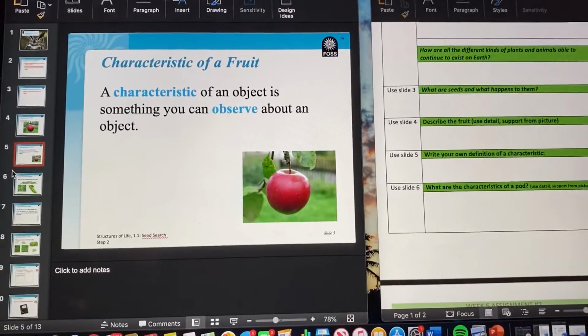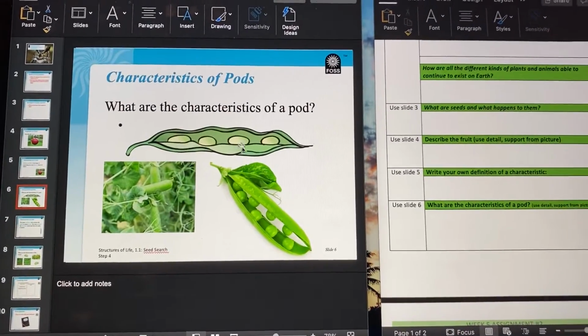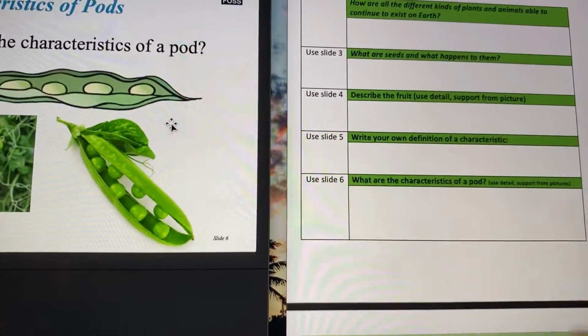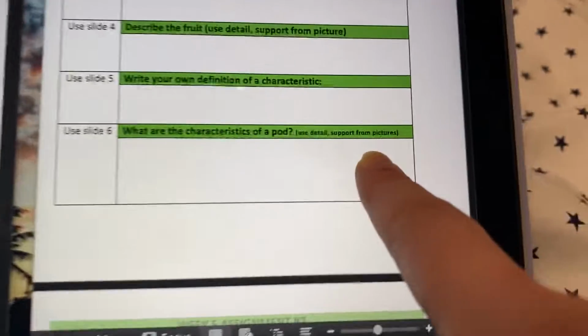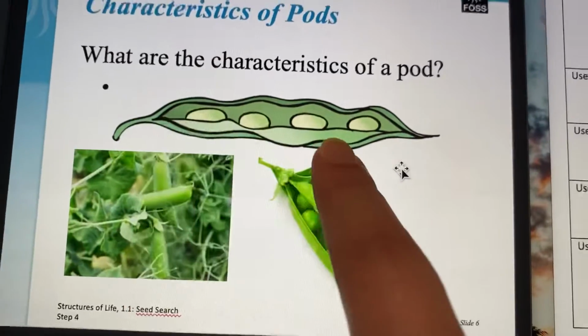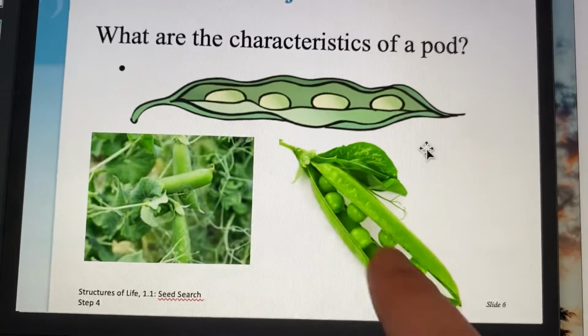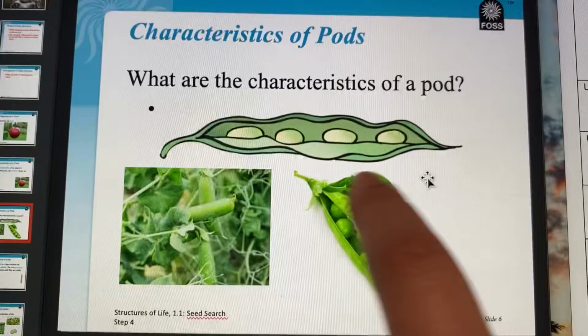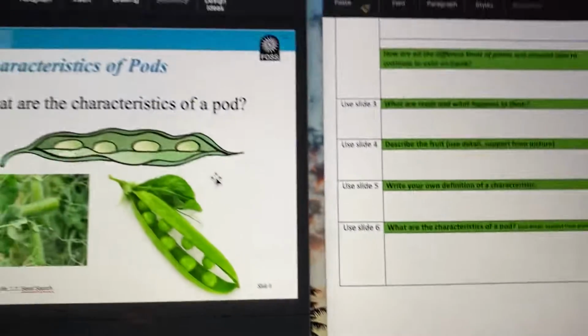Then let's use slide 6. What are the characteristics of a pod? Use detail, support from pictures. So use the picture. So you have 3 pictures here. What are some things that you guys can describe looking at this picture? Anything. Use your adjectives and then write it here.